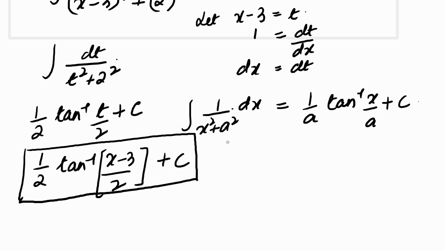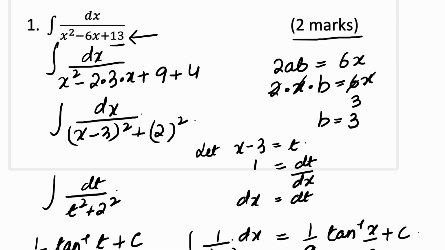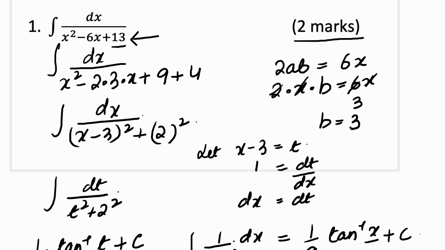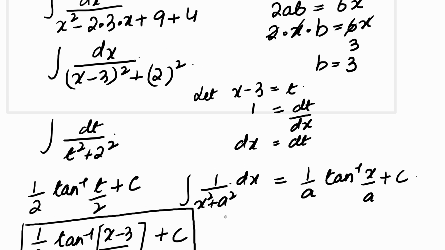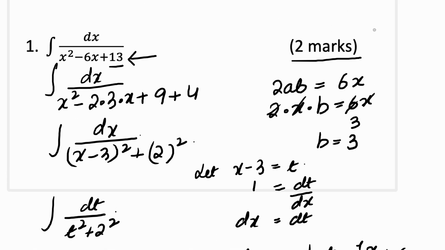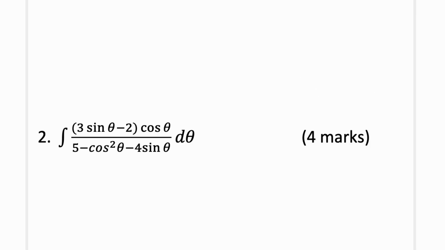So you can see in this question what we have done. First we used the completing the square method to convert it into the form 1 upon x square plus a square, and then we used this formula. This is a simple question for 2 marks. Now let's move on to the next question.